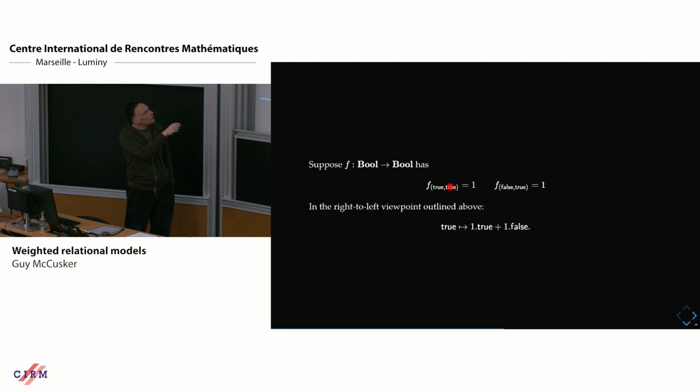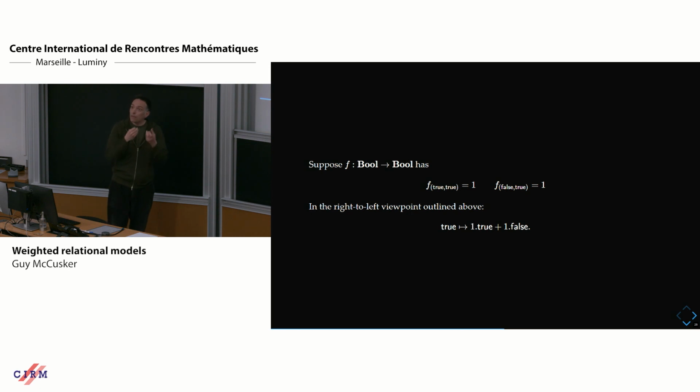If you want the output true, you can supply me the input true, and I'll comply with coefficient 1. Or you can supply me the input false, and I'll also comply with coefficient 1. So this is a very helpful function that whatever you give it just says true on the right. So that's nice. In the right to left viewpoint, that's a function that, when supplied with true, gives you back this formal linear sum, right? It says you can have true, I will ask for true with coefficient 1, or I will ask for false with coefficient 1. Fair enough.